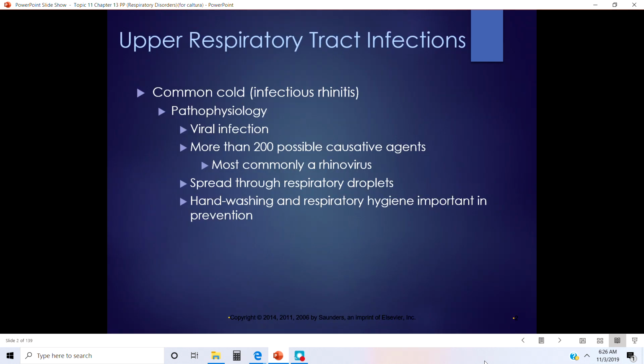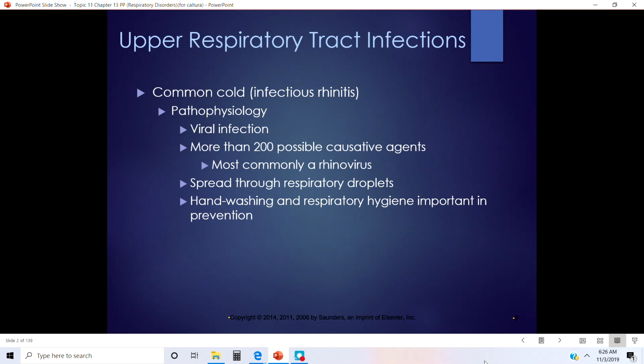So let's start with the common cold, again, also known as infectious rhinitis. Whenever you hear rhino, pertains to the nose, believe it or not. So the pathophysiology, this is a viral infection, right? There's more than 200 possible different viruses that could give us a cold. The most common group is called the rhinovirus, and it's basically spread through respiratory droplets. Somebody coughing or sneezing in your vicinity, that type of thing.